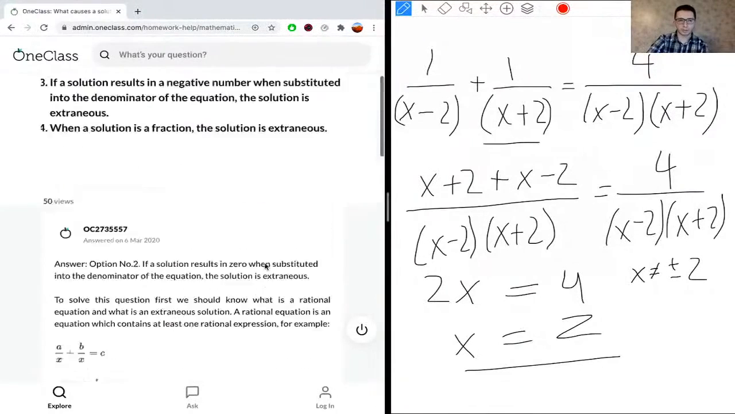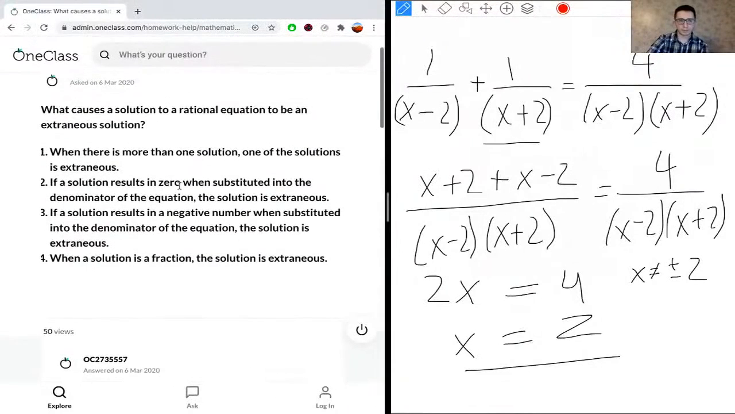Option 2 above says if a solution results in 0 when substituting into the denominator of the equation, the solution is extraneous. So that's correct. Essentially, if our solution is 2 and we substitute it back and the denominator becomes 0, the solution is extraneous. To look at the other options: when there is more than one solution, one of the solutions is extraneous. That's incorrect, because there are scenarios where we have multiple solutions.